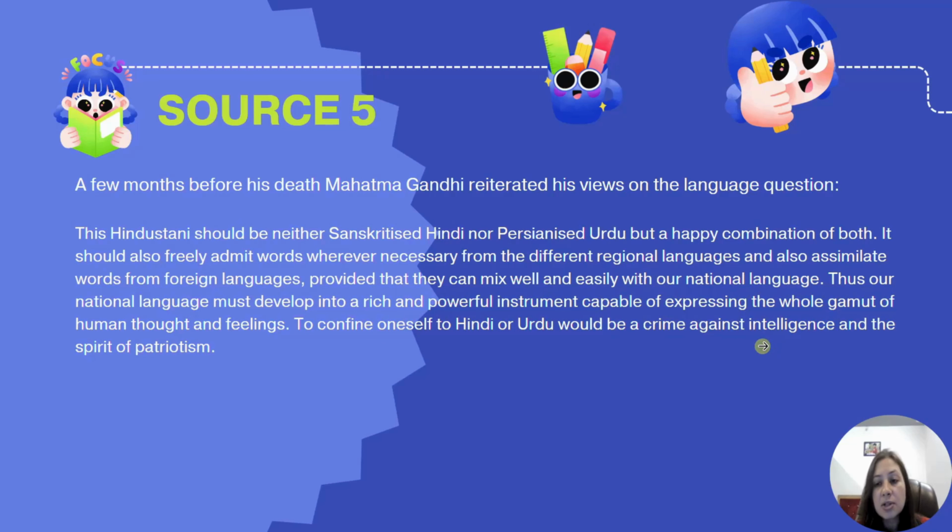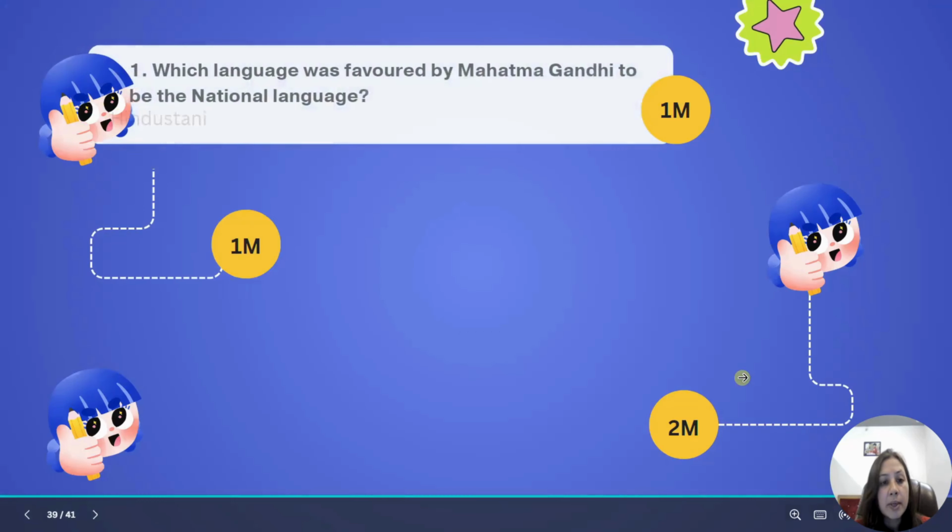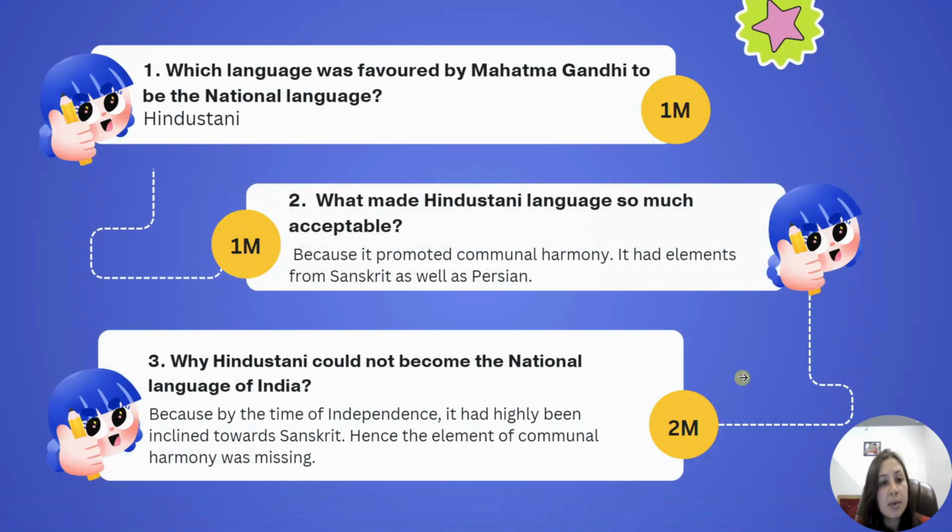Mahatma Gandhi believed that Hindustani should be the national language of the country. So this source you all can read. Now coming on to the questions. Which language was favored by Mahatma Gandhi to be the national language? So it is Hindustani. What made the Hindustani language so acceptable? Because Hindustani is a symbol of communal harmony. It had elements from Sanskrit as well as Persian. So promoting Hindu-Muslim unity, which Gandhiji always wanted from day one.